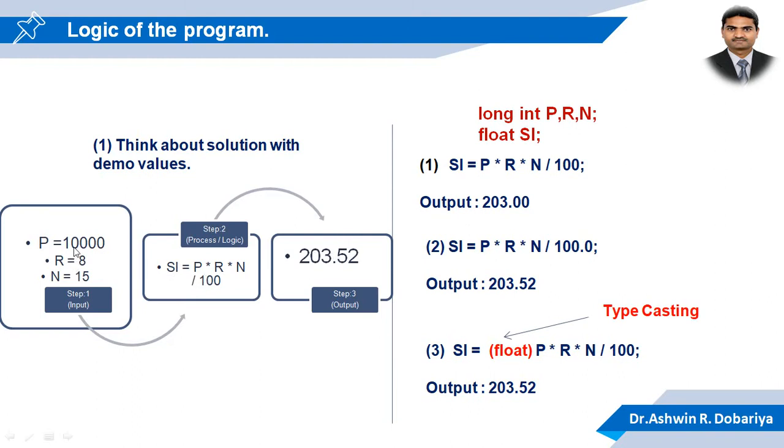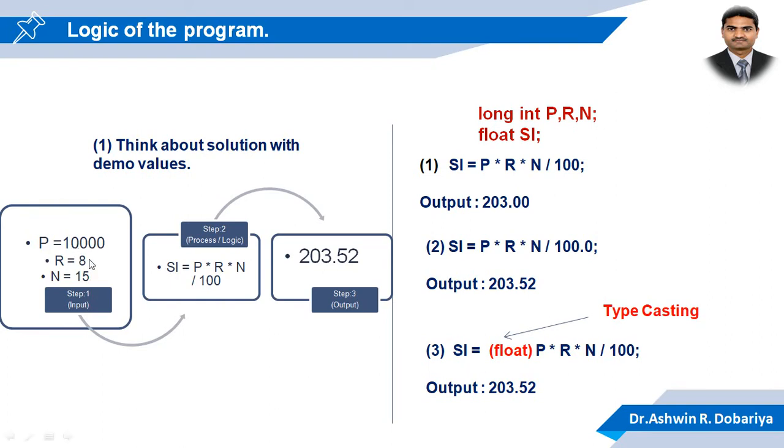If we put these values and calculate on a calculator, the value will be 203.52. It means the interest will be 203 rupees and 52 paisa. So this is one demo, or you can say sample, and based on that you can understand the concept of simple interest. Now if we convert this into programming form, we have identified a total of 4 variables: P, R, N and SI. The next important thing that we have to identify is the data type of these variables.